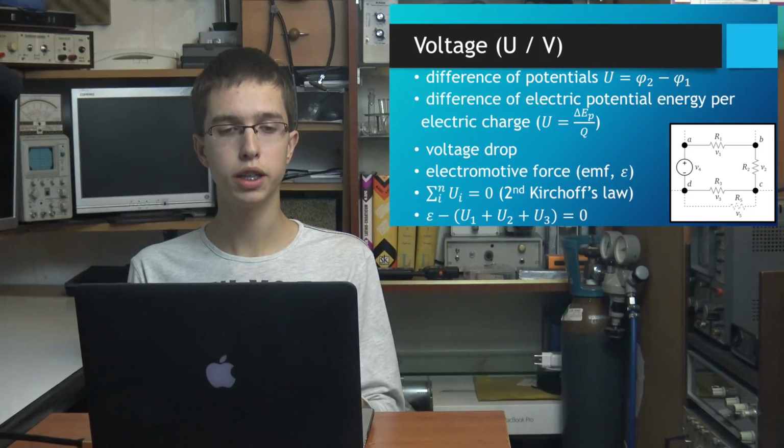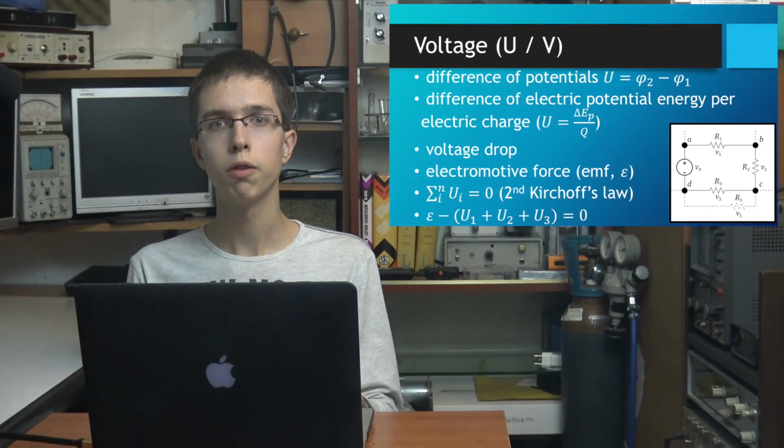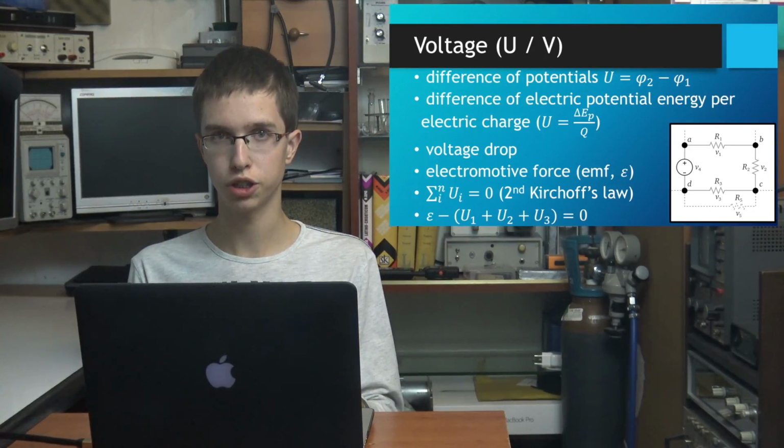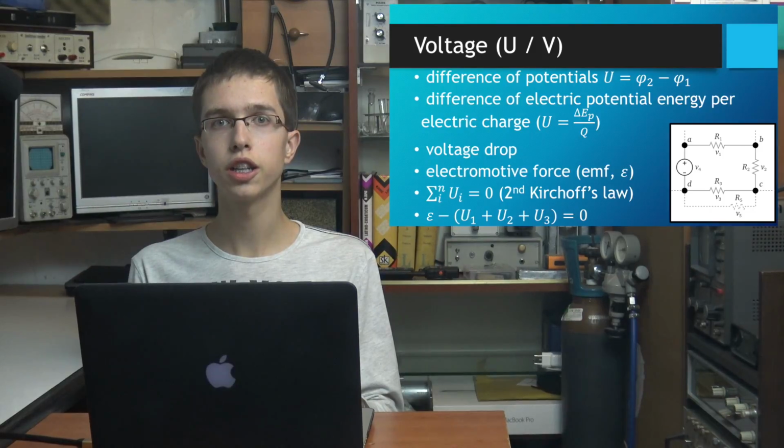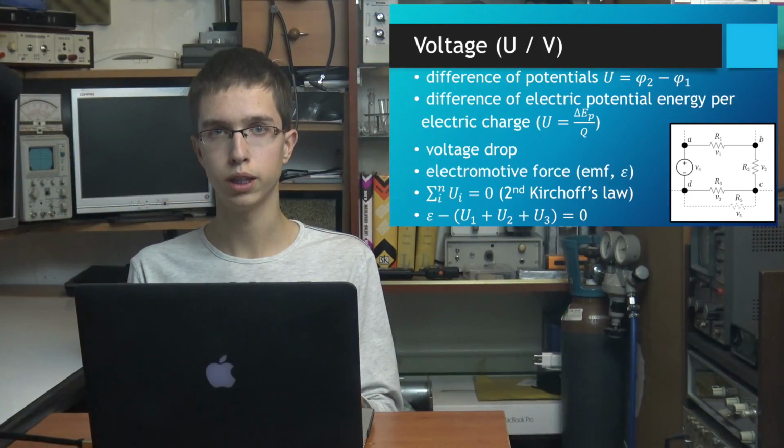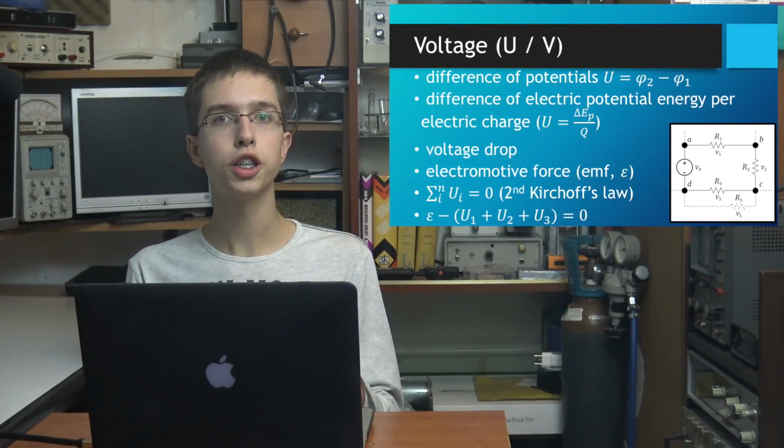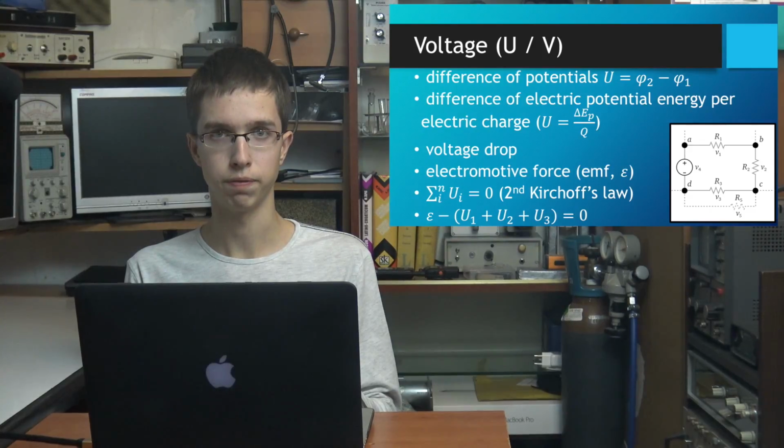Voltage, marked with big U or V, is difference of potentials, meaning that U is phi2 minus phi1, where phi stands for electric potential. It is also change in electric potential energy per unit of electric charge, so U is delta EP over Q. Its measuring unit is volt, big V.